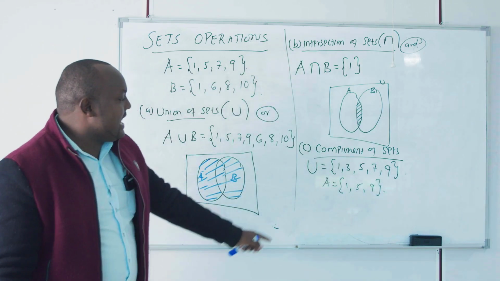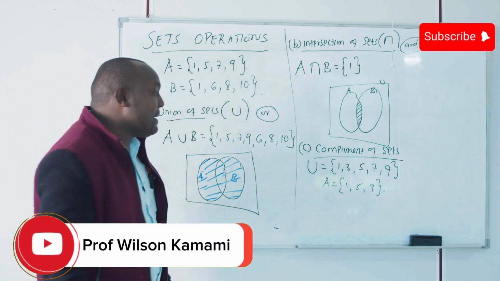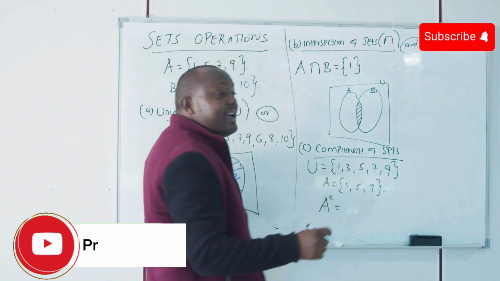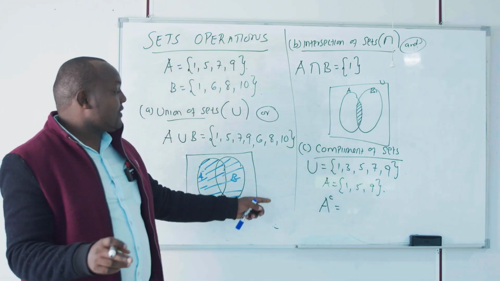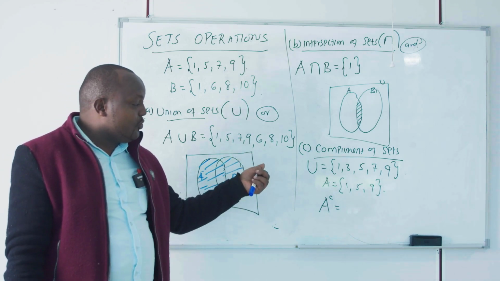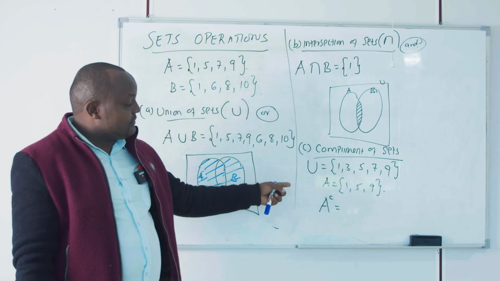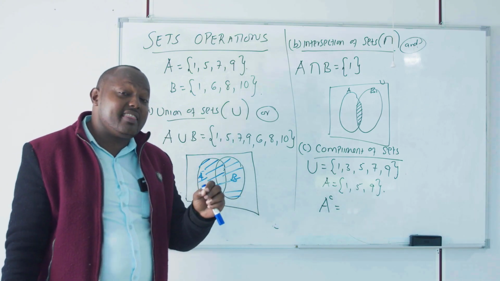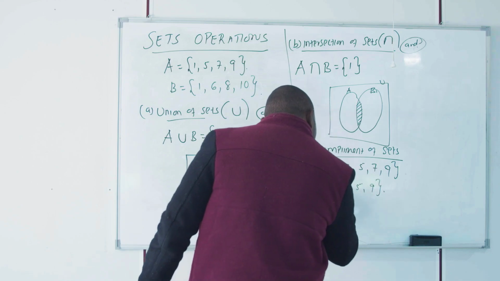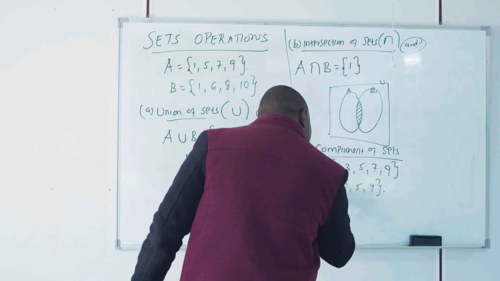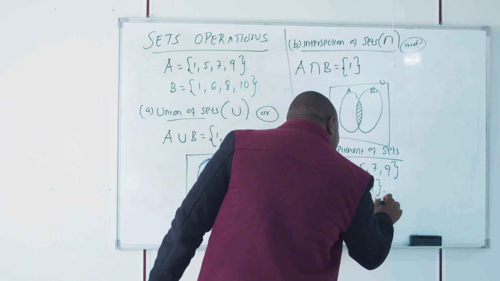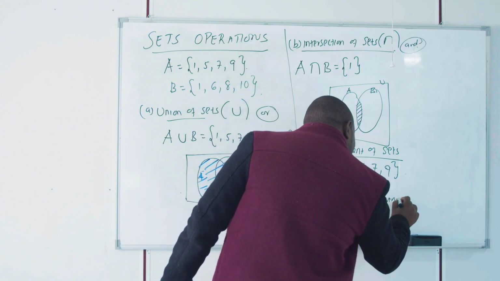So these are elements in A, but whenever we talk of A complement, I want to define it. If you have a universal set U, and set A having those elements, A complement is those elements that are not in A. Get that one? Not in A, but are in the universal set.